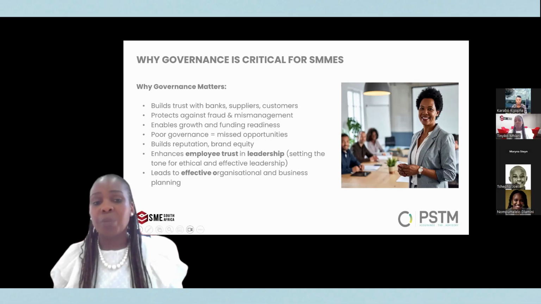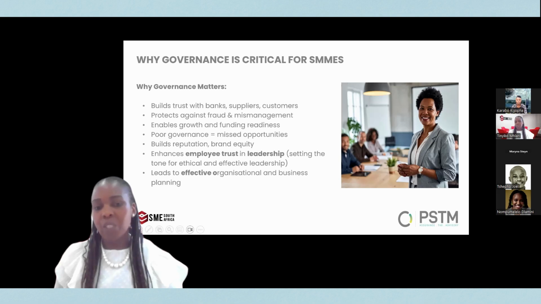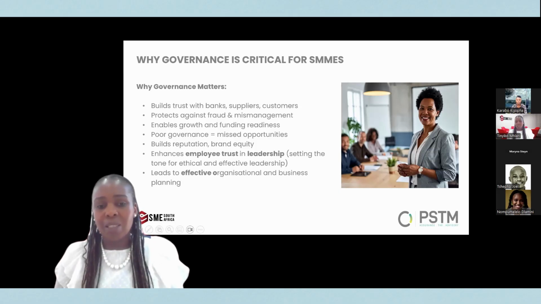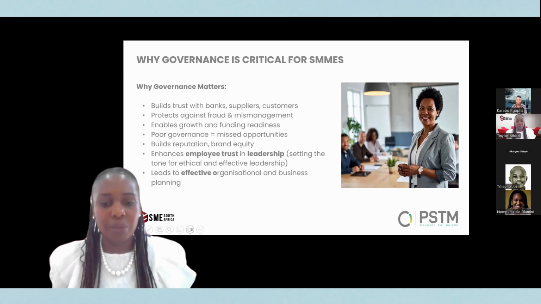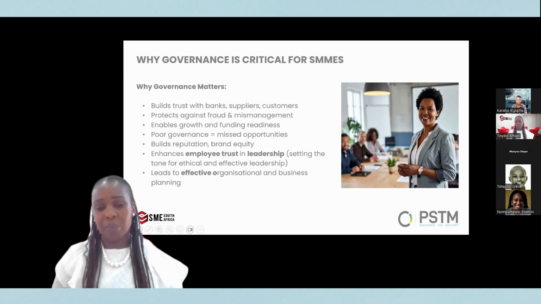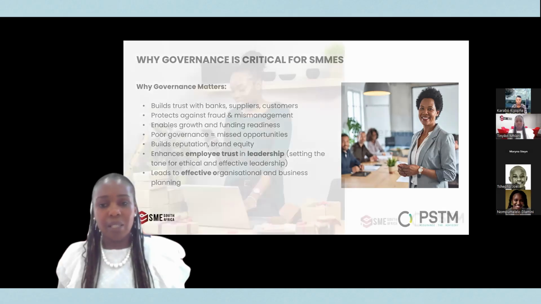It is very true. Governance enhances employee trust. When you are able to engage openly with your staff and you say what you mean and do exactly what you say, it does enhance that trust between yourself and the employees. So it enhances trust in leadership. You set a tone at the top and that tone is filtered down throughout the organization. And ultimately, it leads to effective organizational and business planning. That's it in a nutshell.